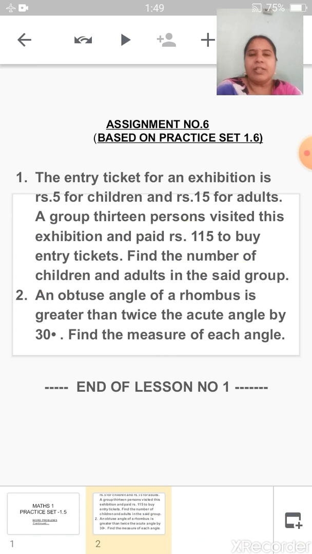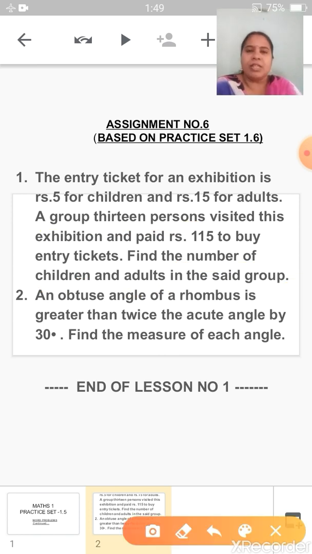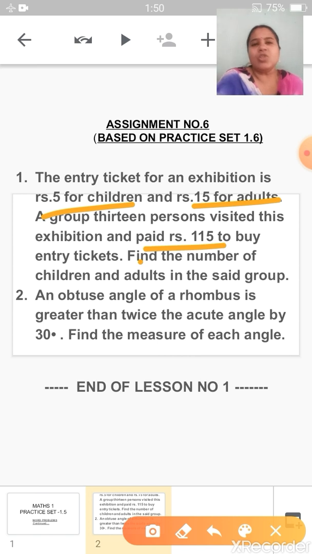Then how to get the second equation? For that, it is given that for each child the ticket will cost rupees 5. So if I take x children, then the amount for children will be 5x. And for each adult the ticket will cost rupees 15. Number of adults is y, so the total amount will be 15y. Now if I add these two, can you tell me what I should equate it to? Yes, it should be equated to the amount paid. So 5x plus 15y is equal to 115 will be your second equation. Now you can solve it by any one method which you find easy and get the answer.